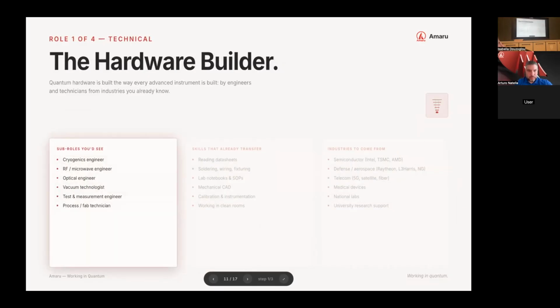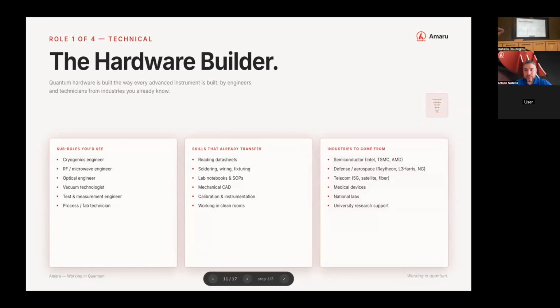Sub roles you would see: cryogenics engineer, RF microwave engineer, optical engineer, vacuum technologist, test and measurement engineer, process and fab technician. So skills that already transfer for these types of roles: reading data sheets, soldering, wiring, fixturing, lab notebooks, writing SOPs, mechanical CAD, calibration, instrumentation, or calibrating machines, working in clean rooms. If you have any of those skills, working in hardware could be a path for you.